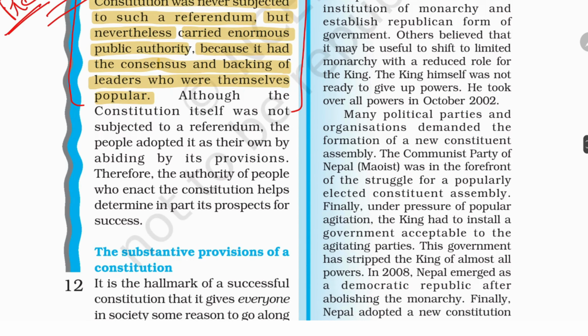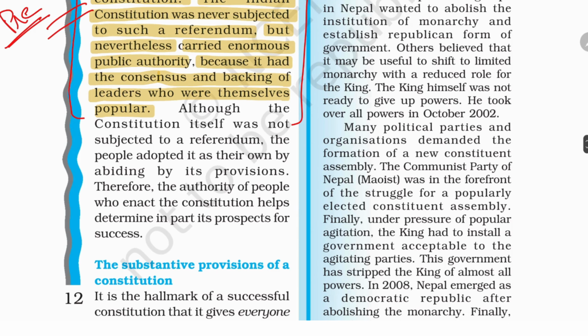Moving forward. Although the constitution itself was not subjected to a referendum, the people adopted it as their own by abiding by its provisions. Therefore, the authority of the people who enacted the constitution helps determine in part its prospects for success.